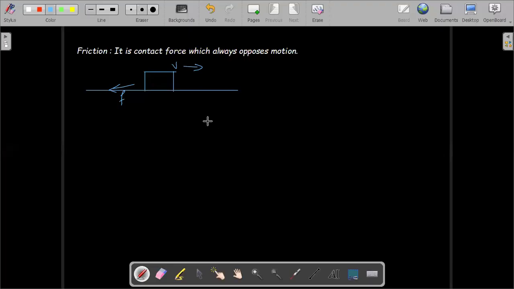Got it? Now, we'll talk of a case when the force of friction acts in the direction of motion. This is a special case of rolling motion. When a wheel of a body is rolling, the force of friction acts not opposite, but in the direction of motion. This is a very special case of friction. I think we had discussed one of the doubts regarding this.